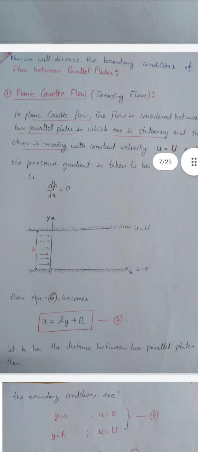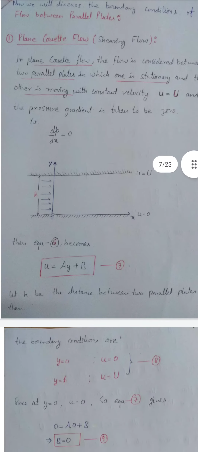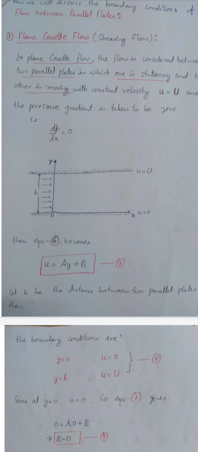Now these are two plates. One is stationary and the other is moving with velocity U, right? And the pressure gradient is 0. Therefore, the equation u is equal to 1 by 2μ dp/dx y² plus ay plus b becomes, with dp/dx equal to 0, u is equal to ay plus b, right?